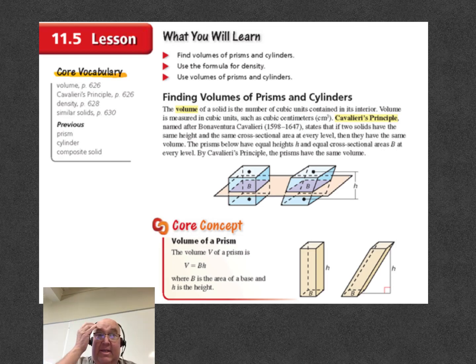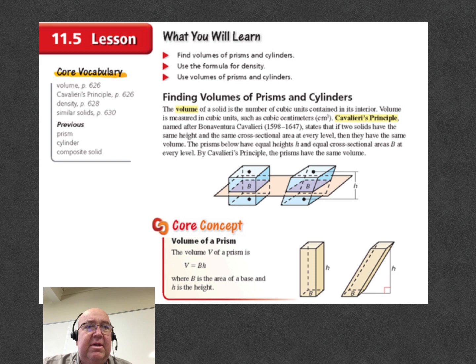Alright, this is our last of the sections we're going to be doing in this geometry course. Today we're going to be finding volumes of prisms and cylinders, and we're going to use the density formula to find out the mass of objects.